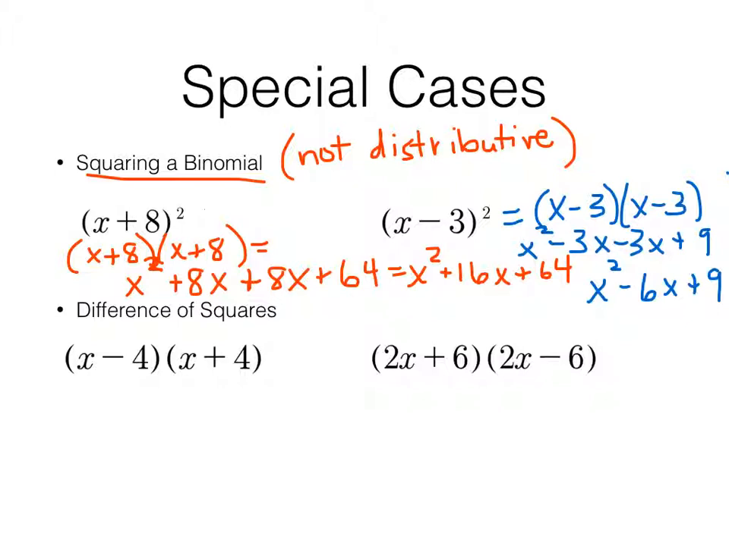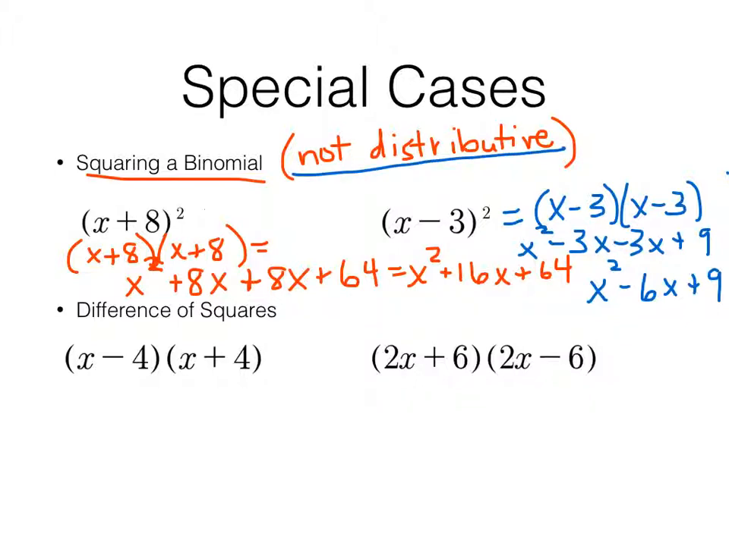There is indeed a pattern. If you pay attention here, the constant in your answer is the square of the second term in the binomial, because even if you square negative 3, you still get a positive 9. The middle term, the linear term's coefficient, is twice as big as that second term. And same thing here, 16, twice as big as 8. This isn't a pattern you can use every single solitary time, but it is a pattern we want to start recognizing. And I want you to remember that this is not the distributive property.